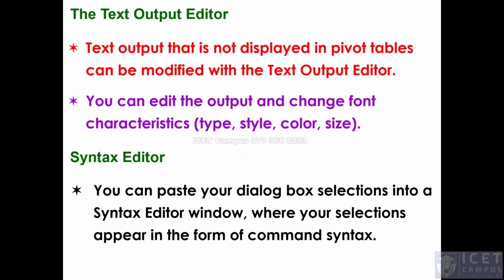And also the output editor: the text output that is not displayed in the pivot tables can be modified with the text output editor. So we can change the text in the text output editor. You can edit the output and change font characteristics, those things. And another one is the syntax editor. You can paste any dialog box selections into a syntax editor window, where your selections appear in the form of command syntax.